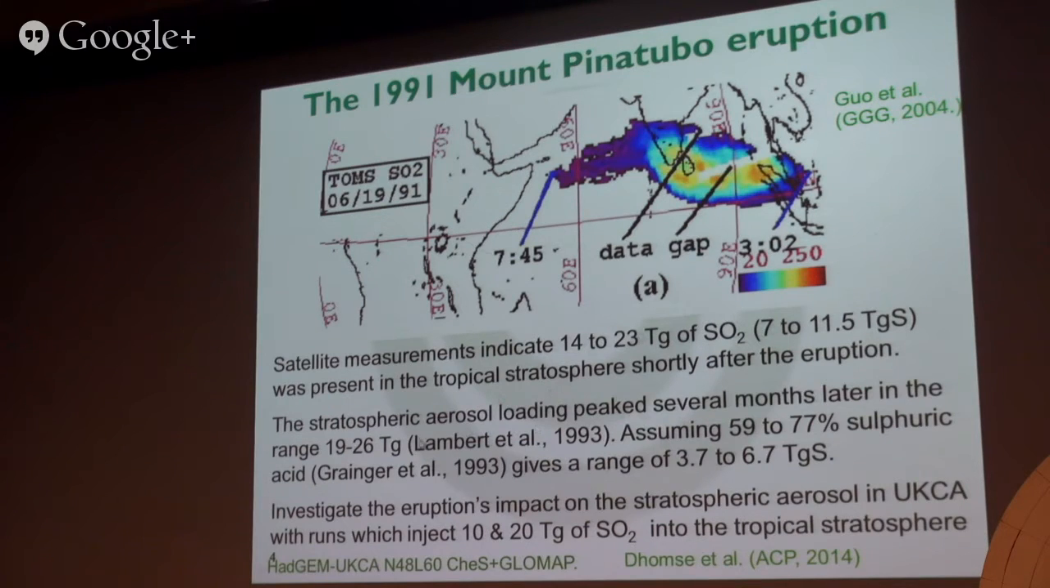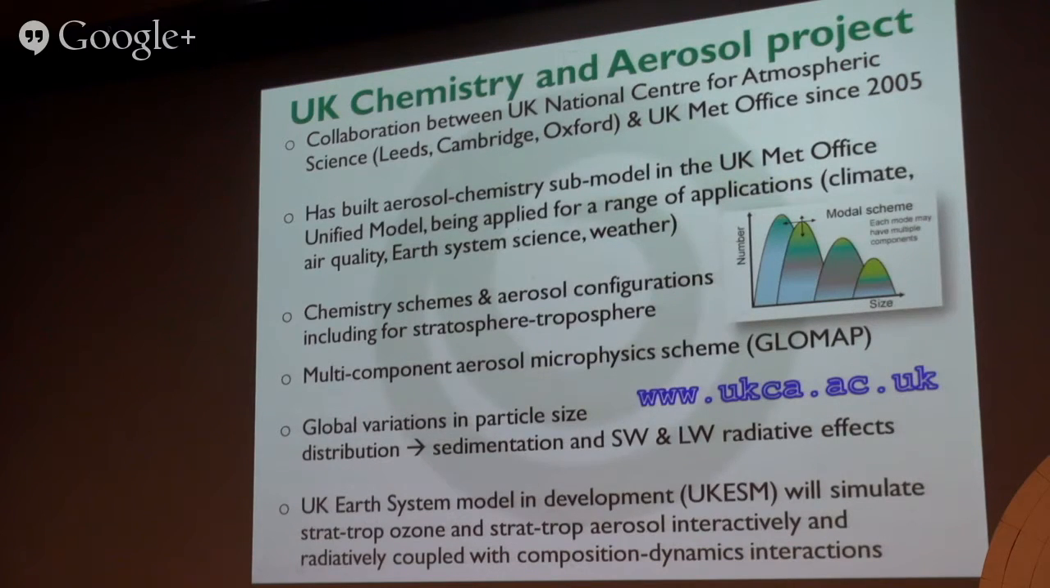But if you actually look at the satellite measurements of how much of that sulfur made it into the aerosol at peak loading, and translate this, accounting for the varying composition of the aerosol, ranging from 59% to 77% weight percentage sulfuric acid, the rest being water, then we find that only about half of the SO2 actually made it into the aerosol at peak loading a few months later. So in our experiments we investigated this with a range of SO2 injections. We injected 10 and 20 teragrams of SO2 into the atmosphere.